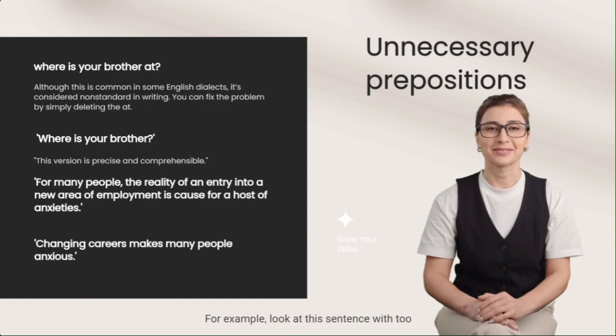For example, look at this sentence with too many prepositions. For many people, the reality of an entry to a new area of employment is cause for a host of anxieties. It's a bit cumbersome and indirect. By removing the extra prepositions, you get a clearer version. Changing careers makes many people anxious. Much more direct and easier to understand.